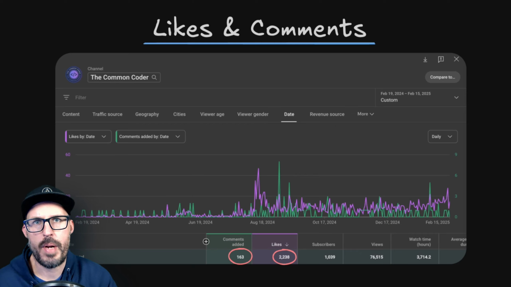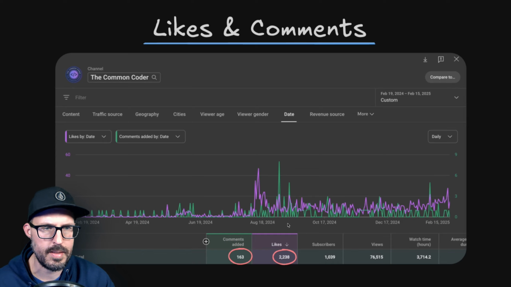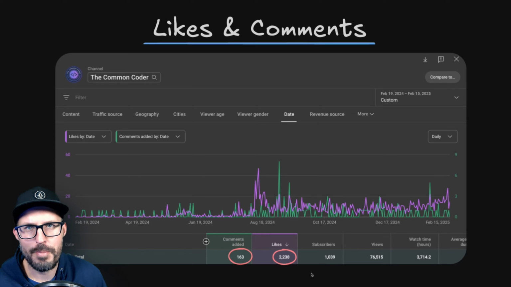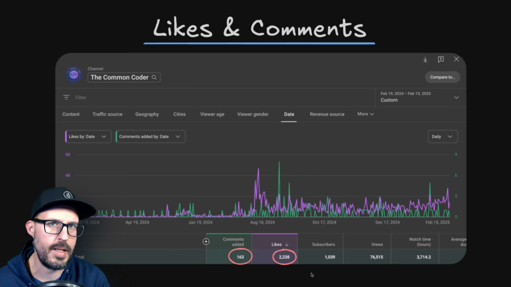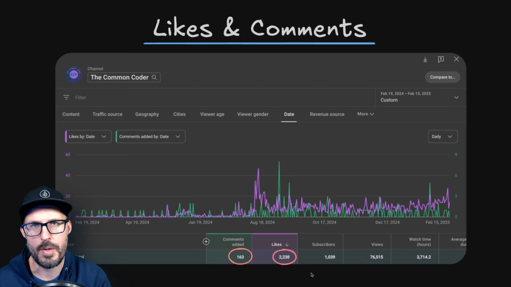So these are two of the primary engagement metrics that YouTube looks at. So you can see that over the course of the year, you guys left 163 comments and a total of 2,238 likes, which seems like a lot. That's a lot. And so whenever you hear people on YouTube saying like, comment, subscribe, it's because those comments and those likes result in engagement. And if people are more engaged in your content, the higher chance that that content will be recommended inside of the YouTube algorithm.